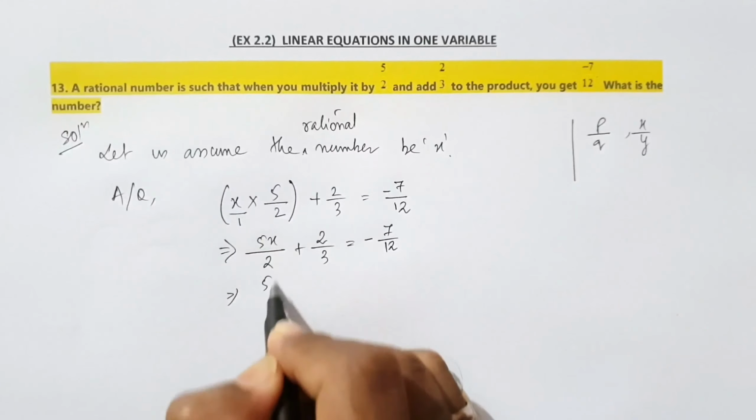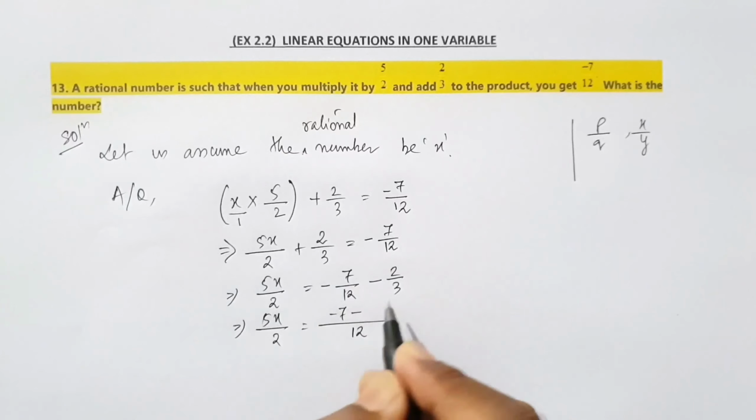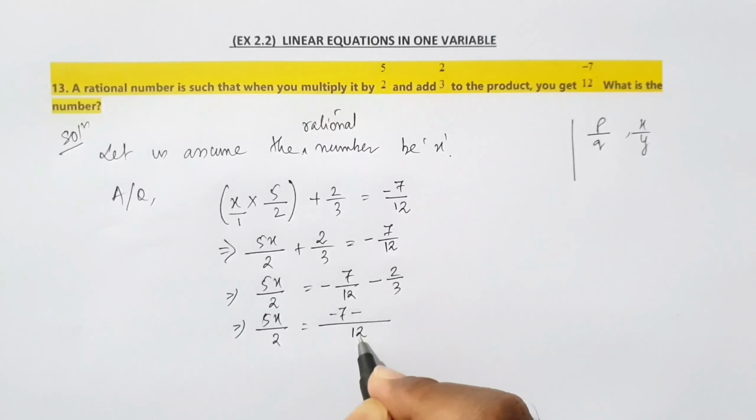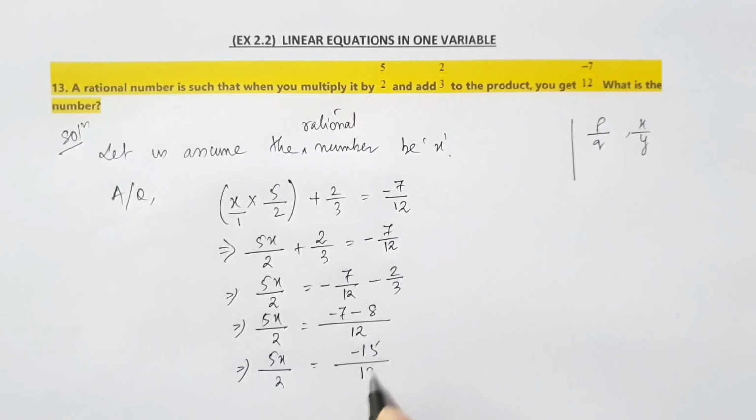Alright. So 5x by 2 equals, if we take LCM of 12 and 3, which is 12, 12 1 times is 12, so 1 into minus 7, minus 3 into 4 times, so 4 into 2 is 8. So 5x by 2 we can write minus 7 minus 8 is minus 15, so we'll write minus 15 by 12.